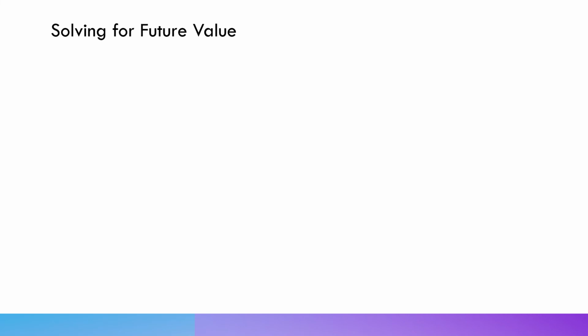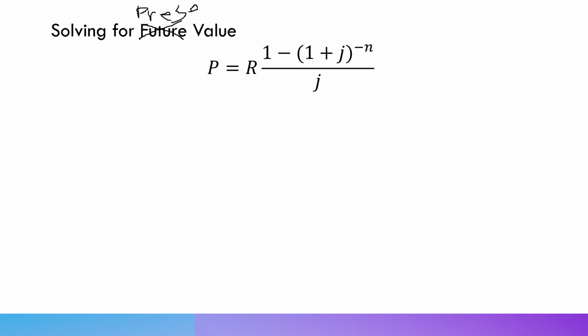So solving for the future value, I mean for the present value rather, so forgive me for this, it must be present value. Okay, so computing for the present value, P is equal to R times 1 minus (1 plus J) raised to the negative N all over J.